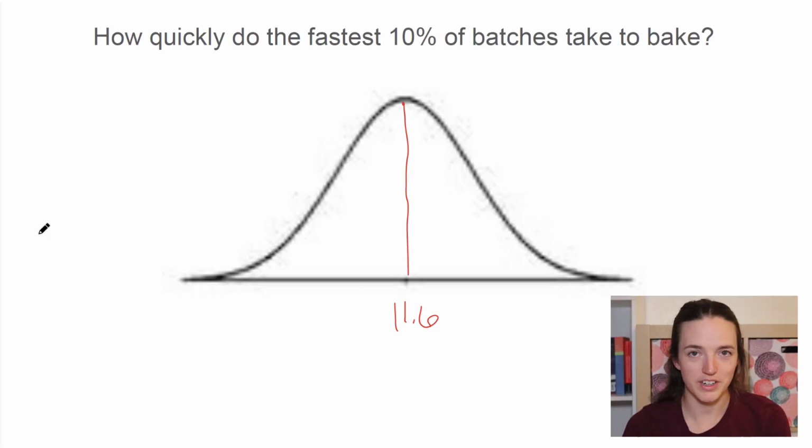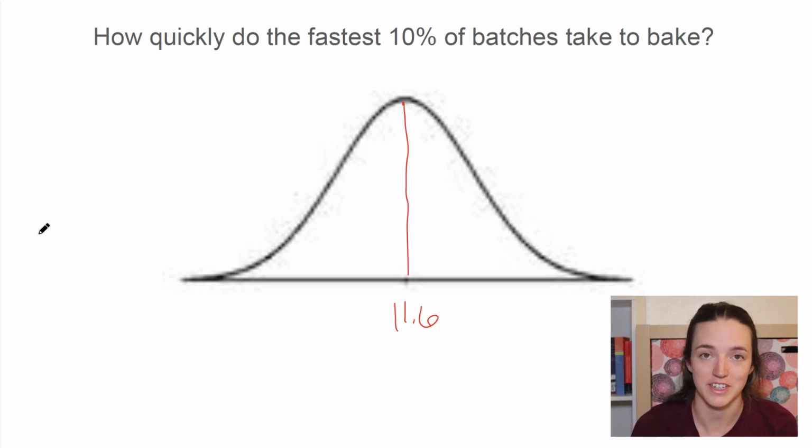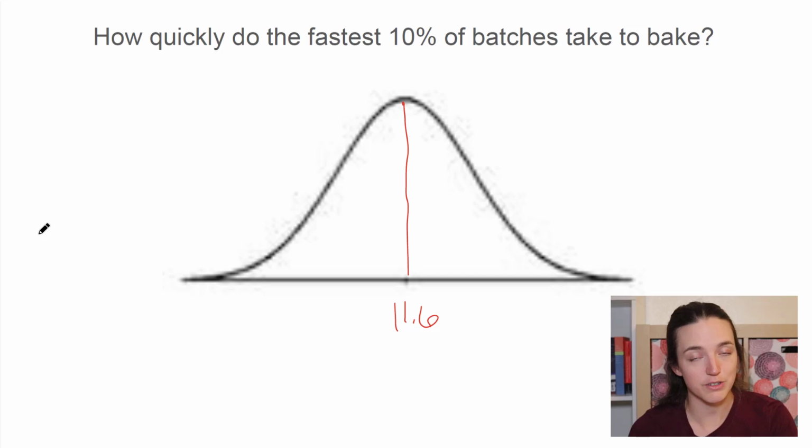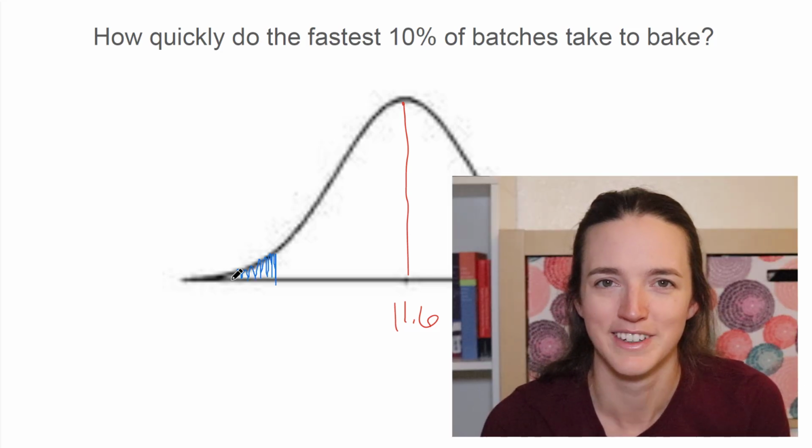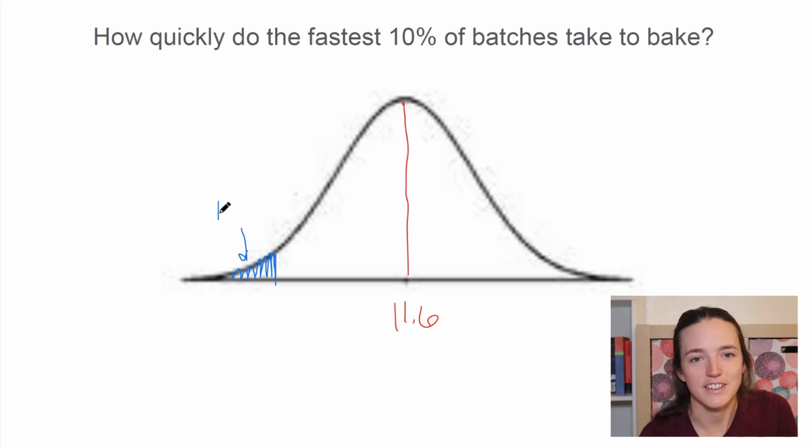This question's worded a little differently. How quickly do the fastest 10% of batches take to bake? So they give you the percent or the area under the curve, and you have to work backwards to figure out the number of minutes. So fastest 10%, that would be at the bottom, right? Yeah, faster would be less minutes. Fewer minutes? Less minutes. Fewer or less? I don't know. So this area right here is 10%.